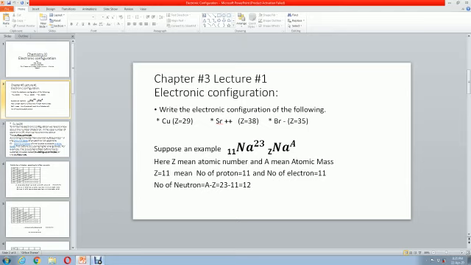And Z also tells about the number of electrons too. Here Z is 11. It means that there are 11 electrons. With the help of atomic number and atomic mass, we can easily find out the number of neutrons: A minus Z. A is here 23, minus 11 is equal to 12. It means that there are 12 neutrons.